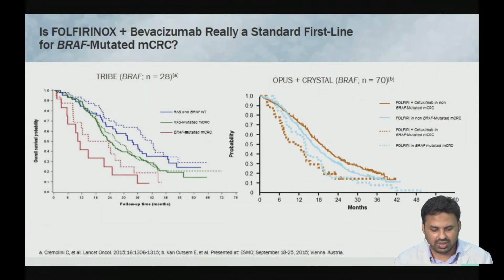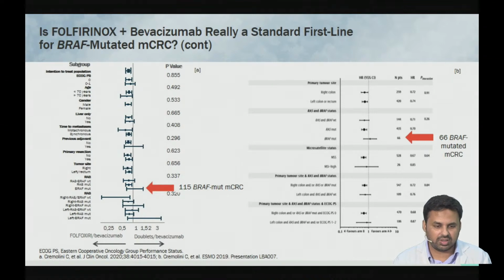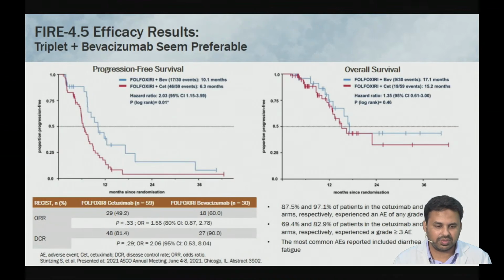So coming to this study, the TRIBE study, which compared FOLFOXIRI with bevacizumab against FOLFIRI with bevacizumab. In this study, there were some patients who had BRAF mutations, and it showed that triplet plus anti-angiogenic agents are more important in controlling the tumor and prolonging the survival. But this was followed by the TRIBE2 trial, in which it was shown that triplet is not always needed, doublet is enough for the BRAF mutated colorectal cancers. As we can see from the subgroup analysis of around 115 patients, both triplet and doublet were almost producing similar outcomes. This was followed by the FIRE-4.5 trial.